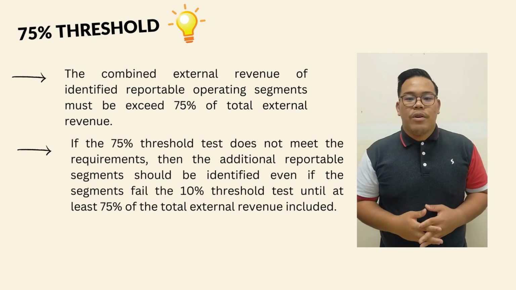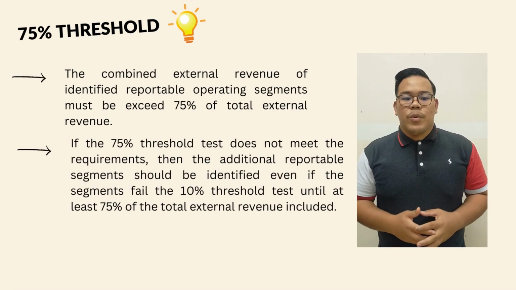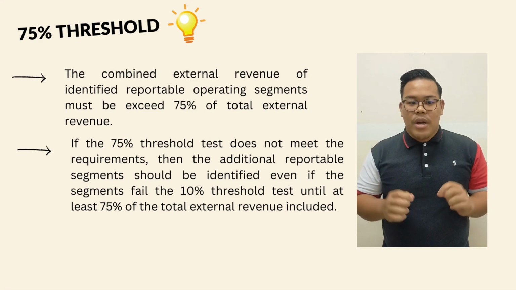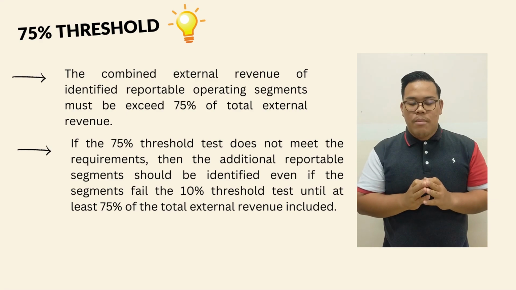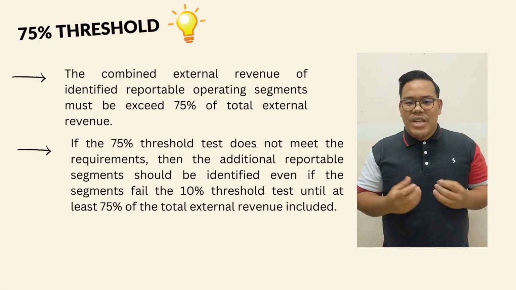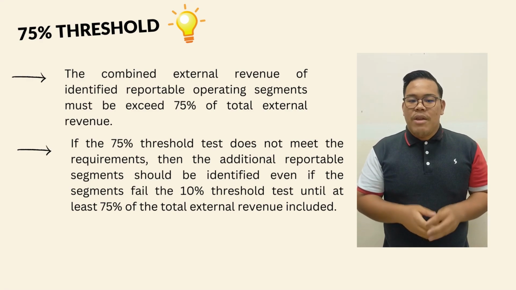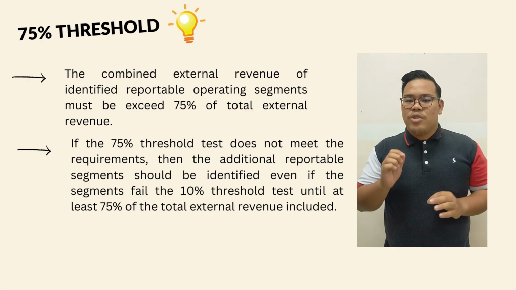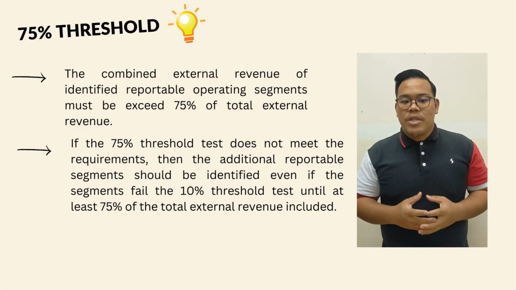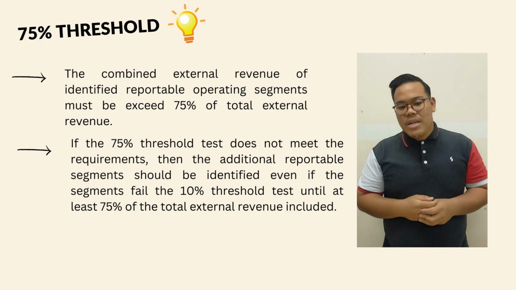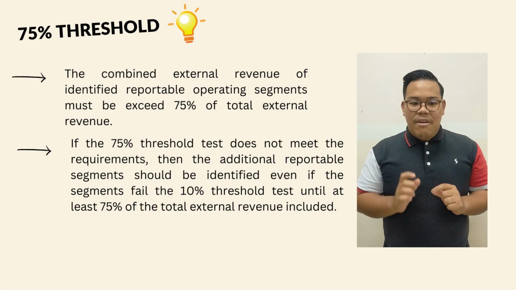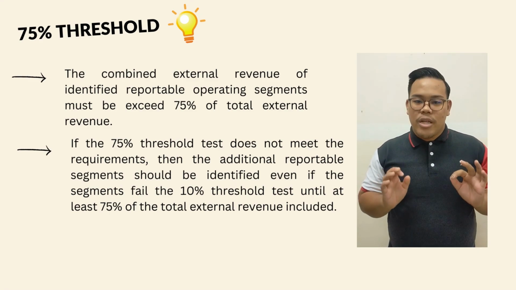So now we continue with the 75% threshold. So what is the 75% threshold? The combined external revenue of identified reportable operating segments must exceed 75%. What happens if it does not exceed 75%? If the 75% threshold test does not meet the requirement, then additional reportable segments should be identified, even if the segment fails the 10% threshold test, until at least 75% of the total external revenue is included.